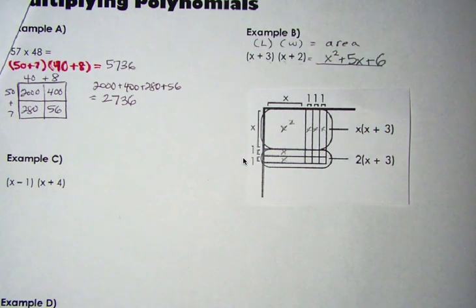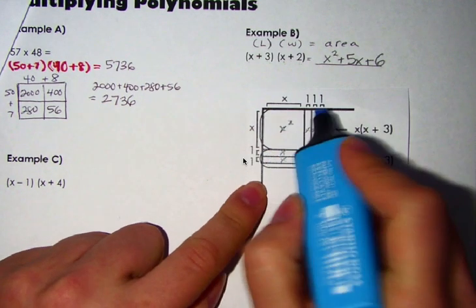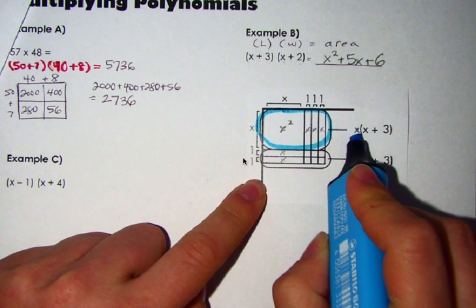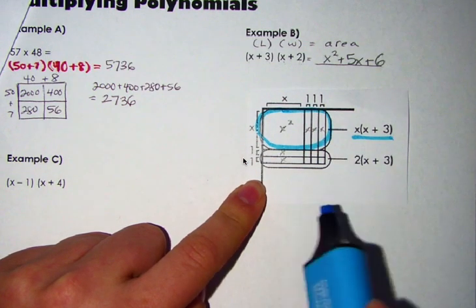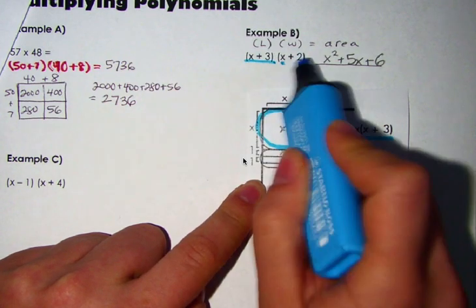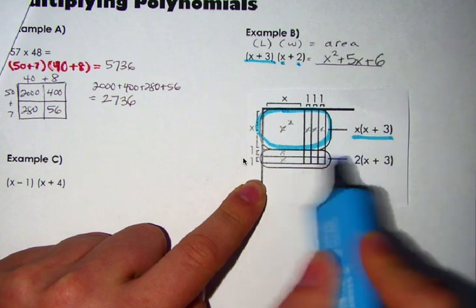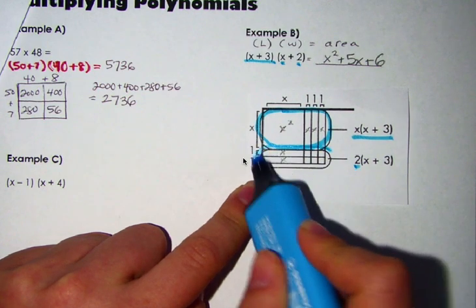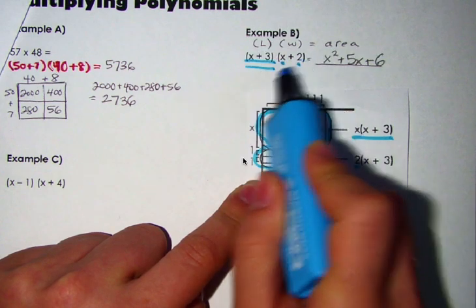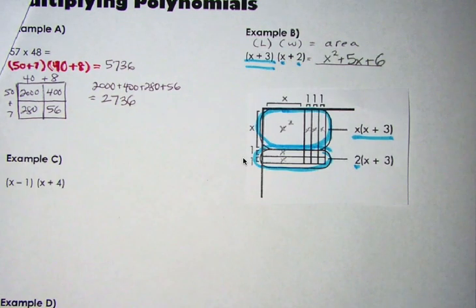Now, I just want to point out that what you're doing is 2 separate distribution problems. So when you do x times x plus 3, you are basically splitting up this x plus 2. You're giving the x to the x plus 3, and then you're going to give this 2 right here to the x plus 3. So x is given to the x plus 3, and the 2 is given to the x plus 3. It's 2 separate distribution property problems.